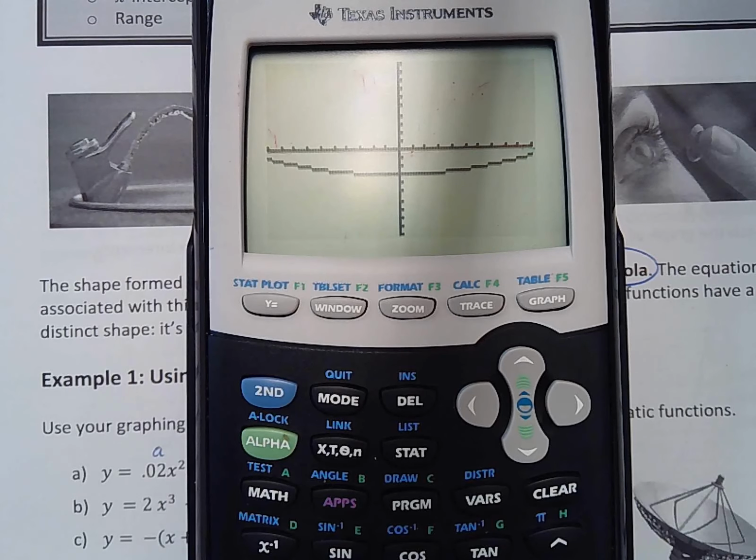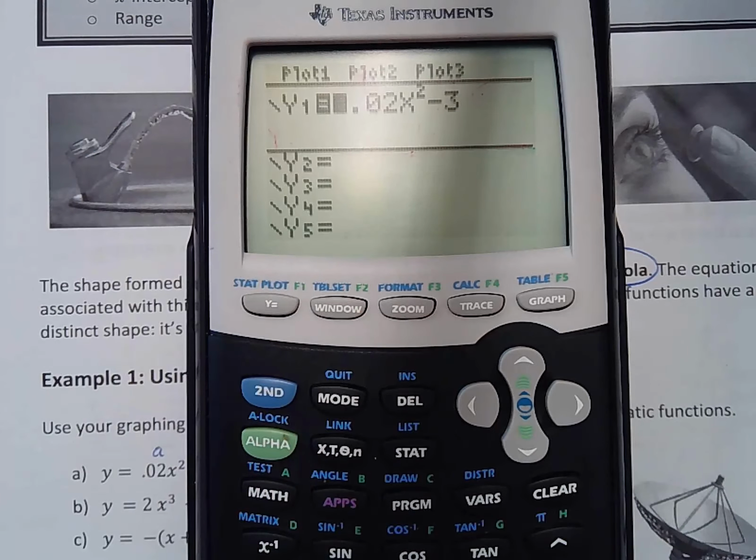So definitely that's not going to give us a straight line. That's going to give us a curvy shape. That's a parabola. What kind of parabola is this? Does it open up or does it open down? Open up. Okay? So it opens up.